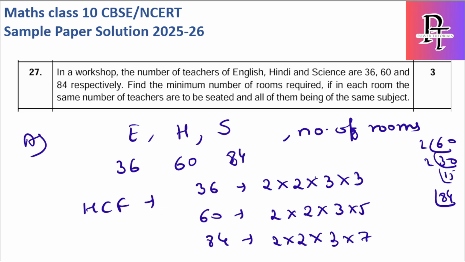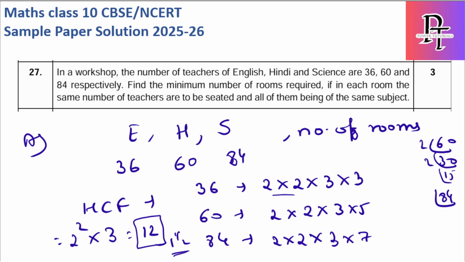So what is HCF? HCF, highest common factor. Here 2 square is common in all three, so HCF is 2 square into, which is common again, we have 3 as common, so the HCF value is 12. Till here you will attain 1.5 marks, to find till HCF.